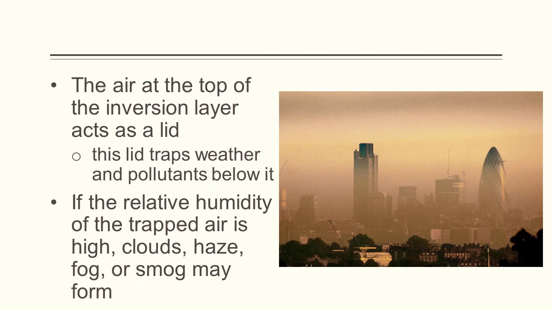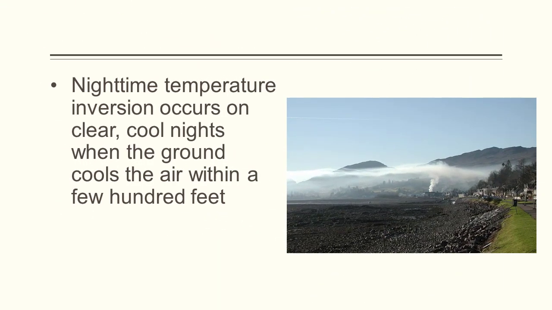Warmer air acts as a lid and keeps the cooler air and its contents below. When the cooler air has high moisture content, fog can occur. When there is a large amount of moisture and pollutants in the cooler air, smog can occur. There are 4 different types of inversions.